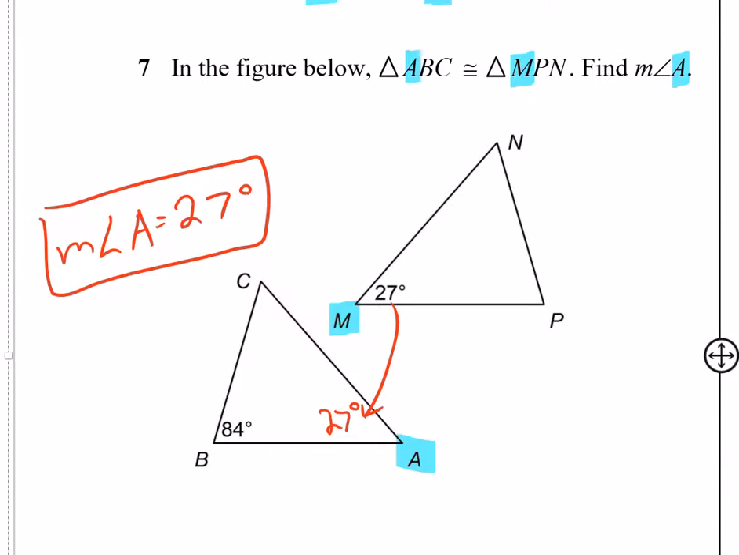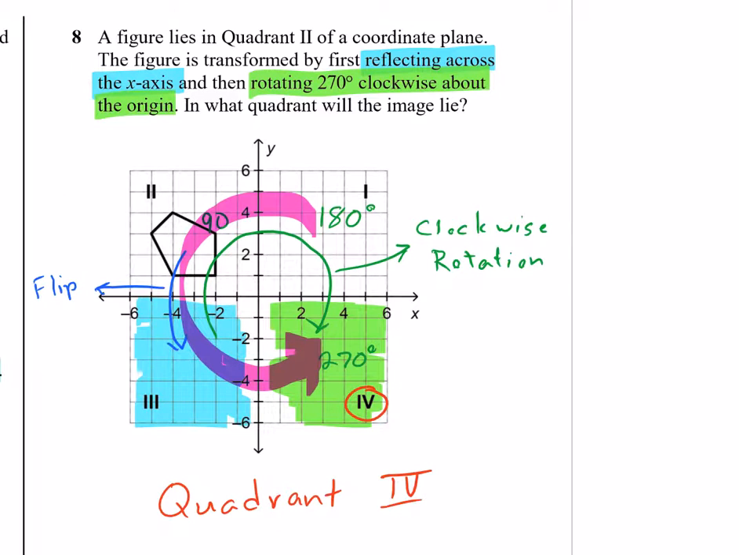Number 7, in this figure below, triangle ABC is congruent to triangle MPN. Find the measure of angle A. Again, A is the first letter, which matches the first letter. So A matches with M. M is 27 degrees, making A 27 degrees.